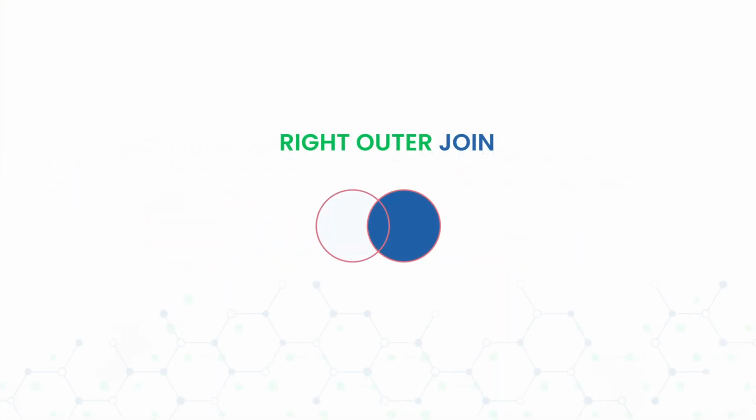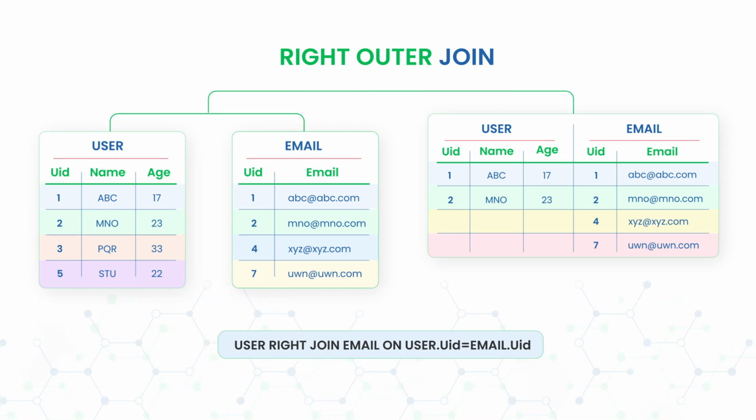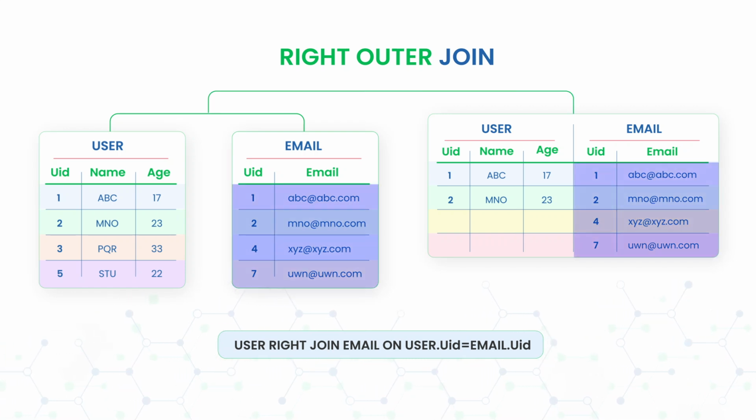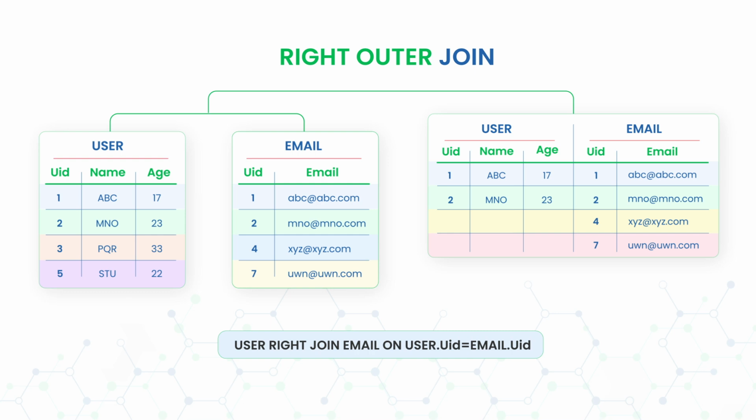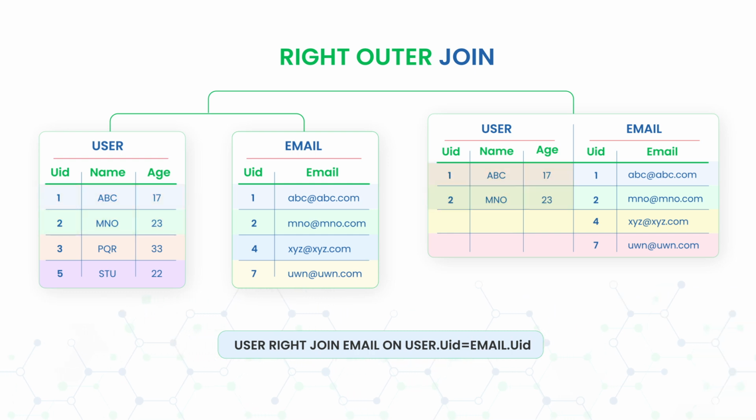The right outer join is the mirror of left outer. Instead of keeping all rows from the left, it keeps all rows from the right table and only the matching rows from the left. With user and email, all 4 email records are returned. UIDs 1 and 2 are matched, and UIDs 4 and 7 show null for user details since they have no matching user. In practice, you can always get this same result by swapping table order and using a left outer, but right outer is there when you need it. Just select right outer in the dropdown.